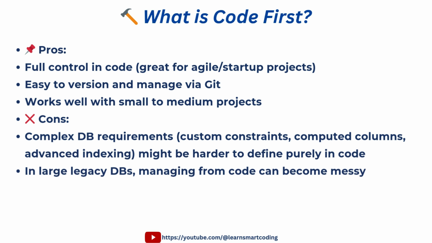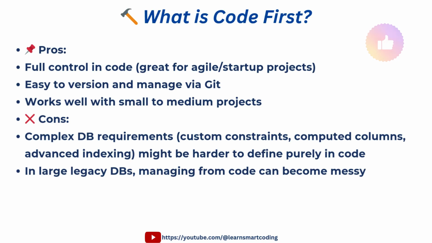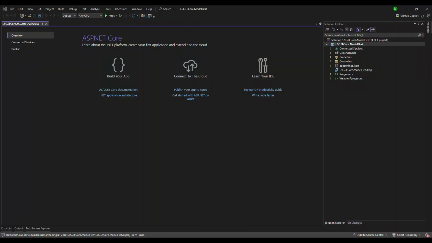But here's the important thing, the cons. Complex DB requirements like custom constraints, computed columns, advanced indexing, these are things that get harder to define purely in code. And in large legacy DBs, managing from code can become really messy. So it really depends on your use case when to use code first and database first. In this video, we will still go ahead and check code first, and in the next video, we will talk about the database first approach.